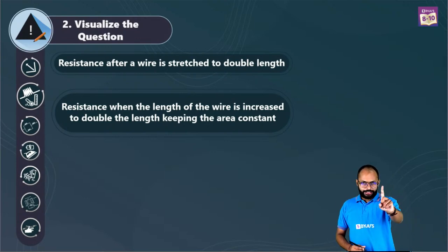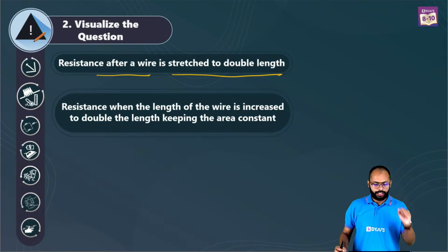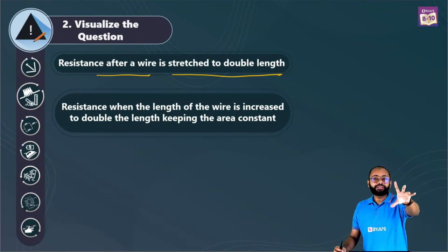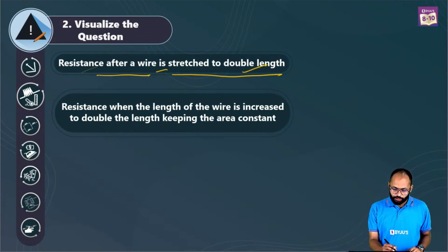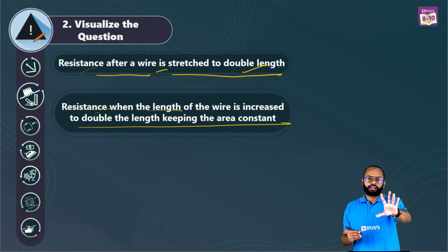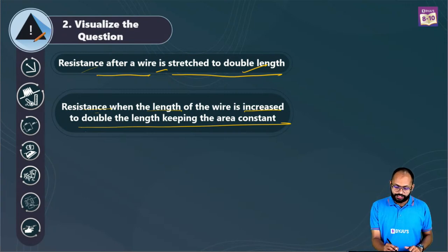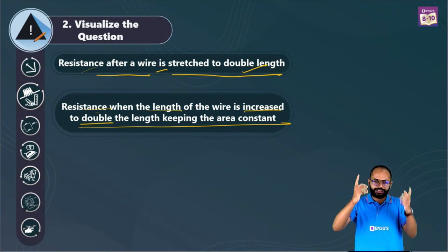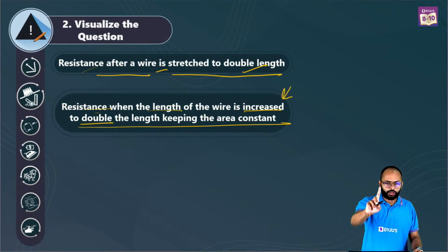All right, let's take a look at this statement. Resistance after a wire is stretched to double length. Now, when you think it is stretched, that's fine. The next kind of statement could be: resistance when the length of the wire is increased to double the length, keeping the area constant. Now, this statement tells you the area is constant. This question has given you that only the length is increased. Area is same. You understand the difference between stretched and this kind of statement.